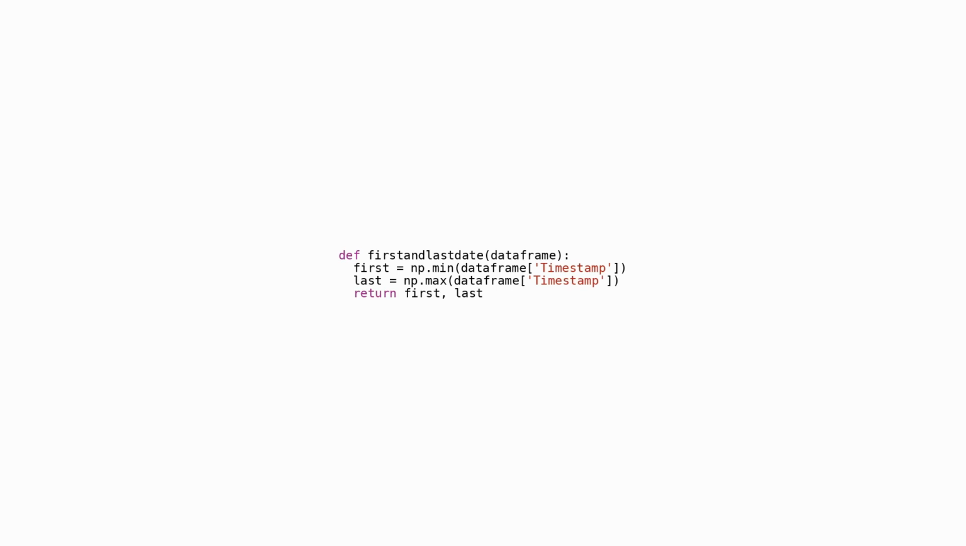3. This variable will store the value of the latest date or time corresponding to the timestamp column. 4. In addition, the function returns both the earliest, first, and the latest, last, dates or times found in the timestamp column. The function is essentially a simple tool for extracting the range of dates or times in a dataset.